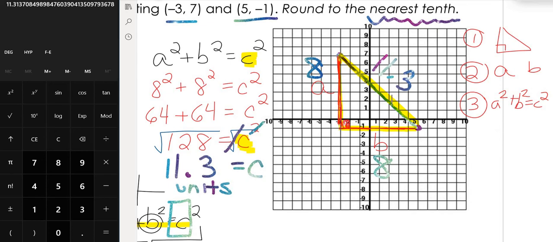Now, if you use the formula, you would have used the -3, 7, and 5, -1 as your x1, y1, and x2, y2. So you could have called this one x1, y1, x2, y2, plugged into your formula, still have gotten square root of 128, and then put it into your calculator. Both methods are appropriate. I showed you the Pythagorean theorem. Okay, let's move on.